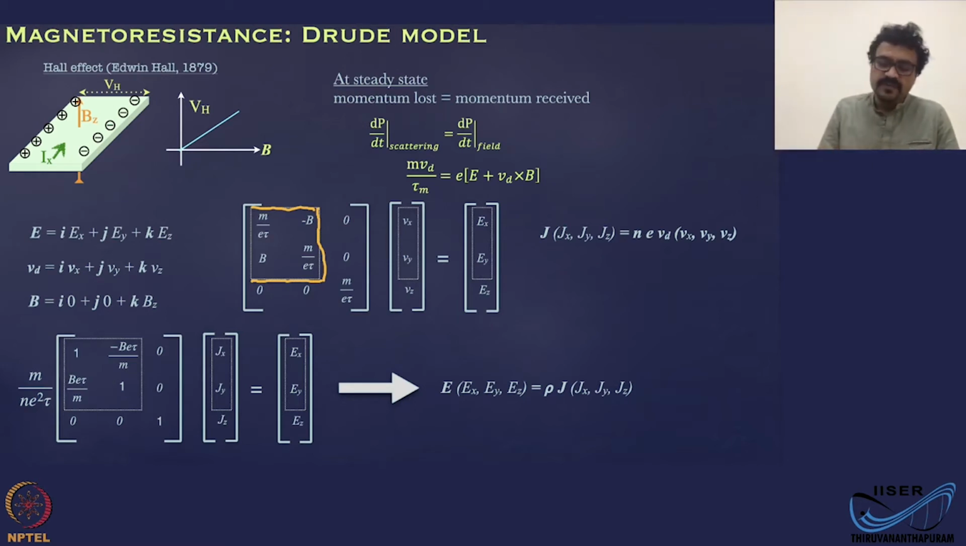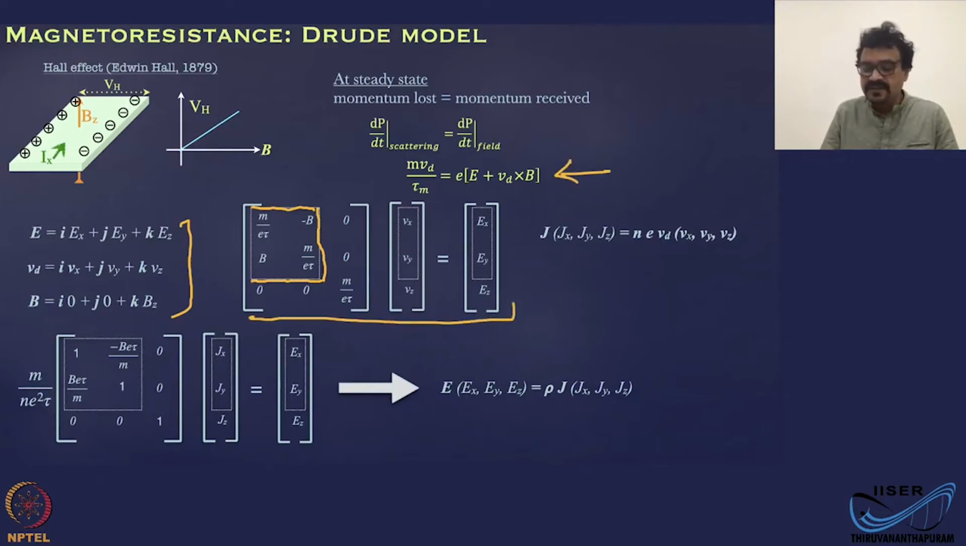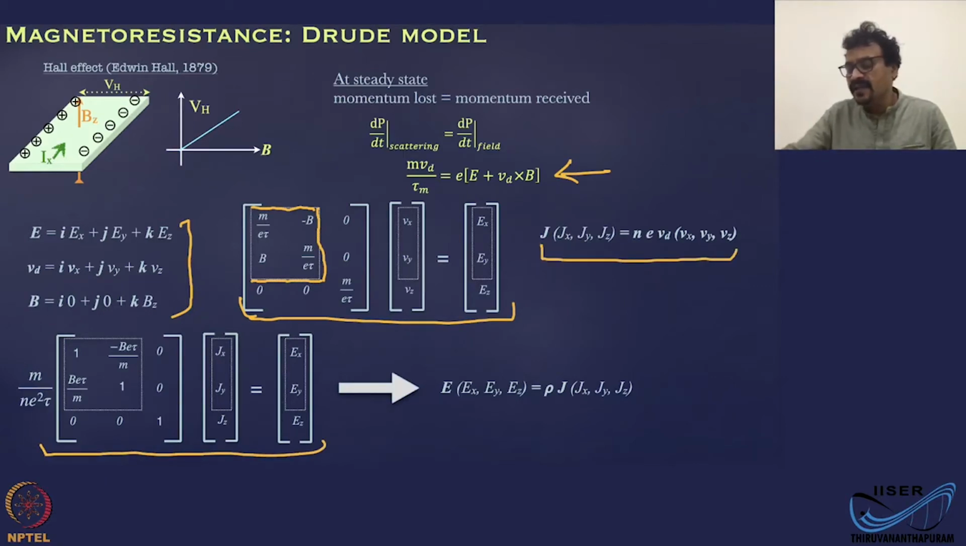Now, as I told you, when you substitute these equations into this equation, you will generate this matrix equation. From this matrix equation, you can generate this one by substituting J equal to n e v_d. J is the current density. J has the components J_x, J_y, and J_z, and v_d has the components v_x, v_y, and v_z.